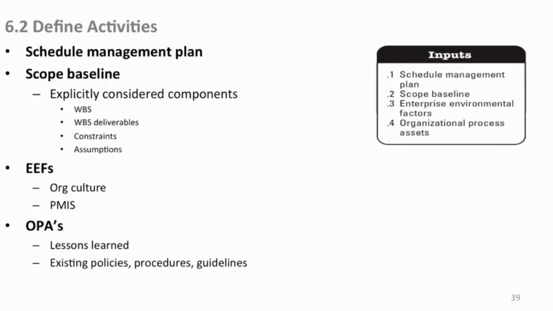So your inputs, schedule management plan, your scope baseline, which are explicit requirements that you need to build. WBS, its deliverables, its dictionary. Constraints and assumptions are in there too. And constraints and assumptions, as you're sequencing, would help define dependencies between things and leads and lags.